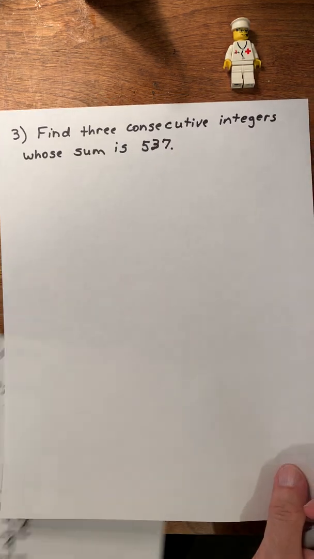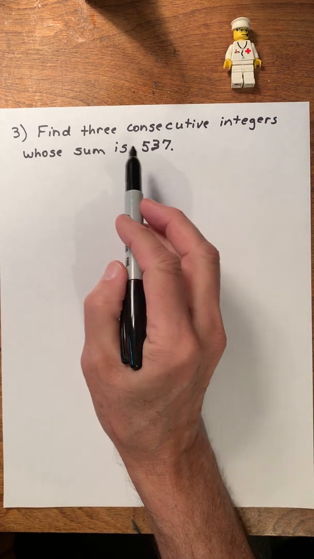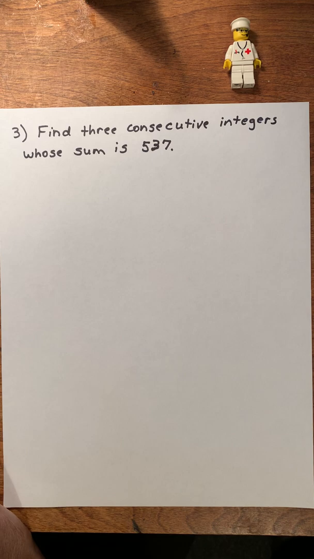On this last one, we have a word problem. And that's what 2.1b is. It's applications of linear equations. Another way to say that is word problems. And it says, find 3 consecutive integers whose sum is 537.